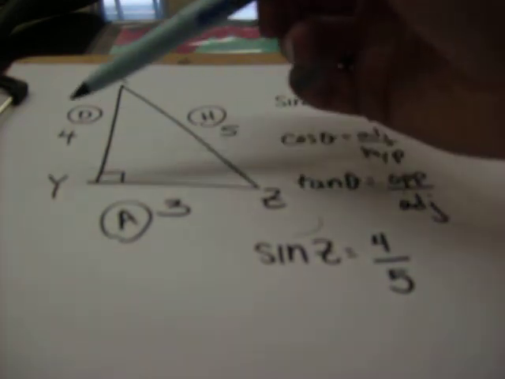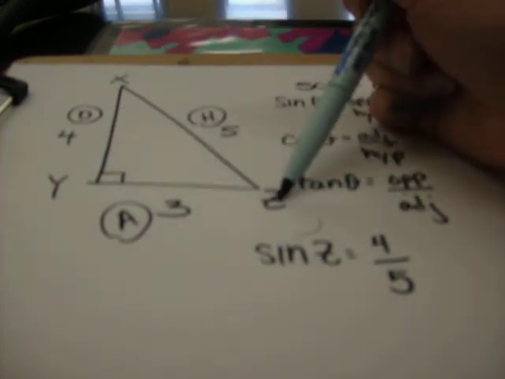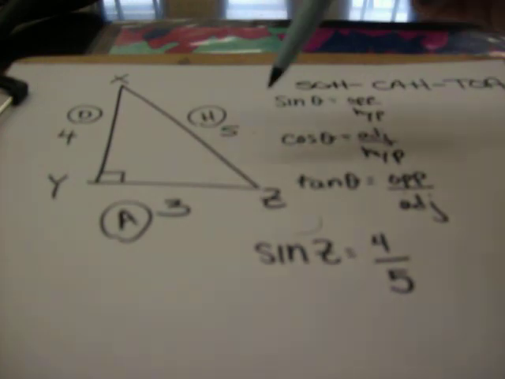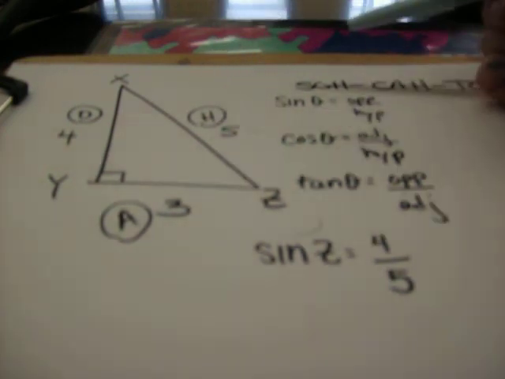So what you need to keep in mind is, depending on which angle you're looking at, so looking at Z, I know 4 is opposite, but if I look at X, 3 is now the opposite. So depending on which angle you're dealing with will help you figure out which one's opposite, which one's adjacent, and then the hypotenuse will always be the same.